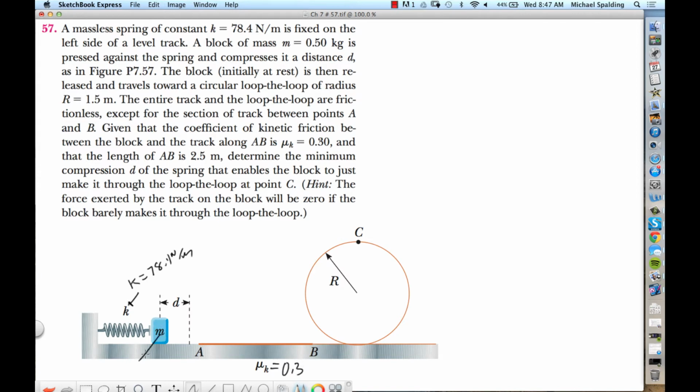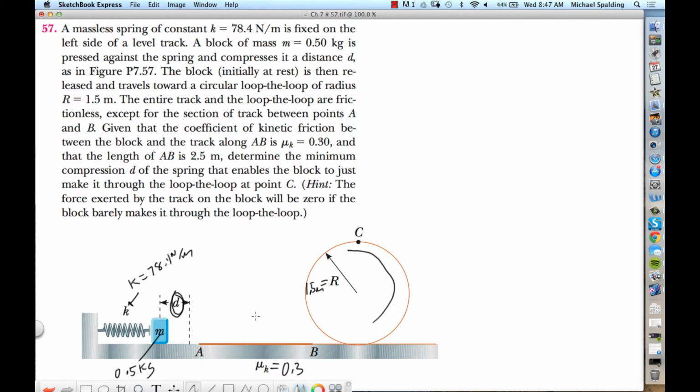This mass right here is 0.5. So we have the mass of the block, we got the spring constant. Oh, we have this radius. The radius of the loop is 1.5 meters. And the question is this: what is the minimum distance the spring has to be compressed so that the block barely makes it through the loop, right?